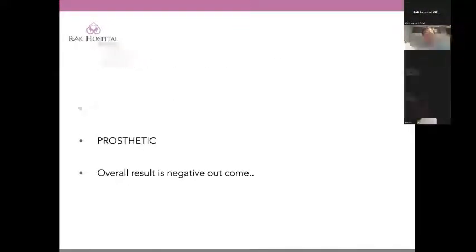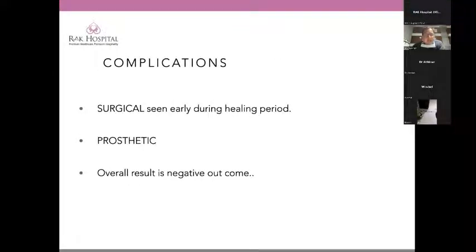The complications that we normally see in any implant cases are surgical complications, which happen early. It can be during surgery or immediately after, a few days to few weeks of surgery. Or we have prosthetic complications: if you have placed implants in the wrong angulation or wrong positions, then it's not possible to put a crown there. So the overall result is negative. Whether you have a surgical complication or a prosthetic complication, you are losing patients' confidence in you.